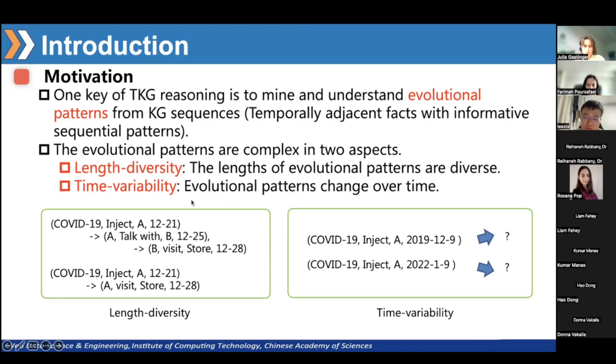And another aspect is time variability. That means evolutional patterns change over time. For example, COVID-19 infection in 2019 and COVID-19 infection in 2022. These two things may lead to different results due to the widening usage of the COVID-19 vaccine. But previous work always trains their model on the previous time in the training data, and tests their model on the test data at a future timestamp. They do not update their models after training.